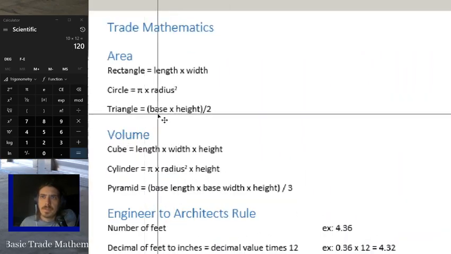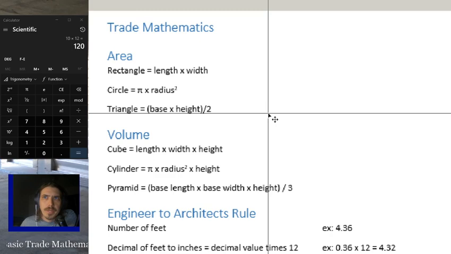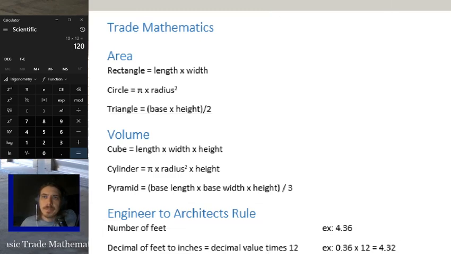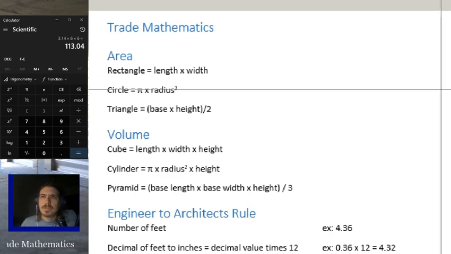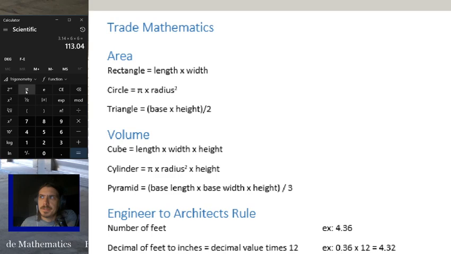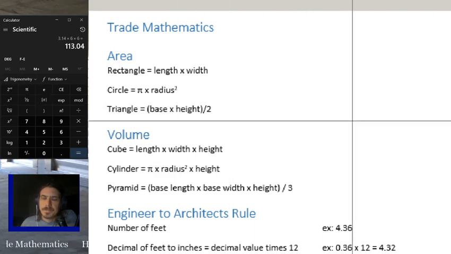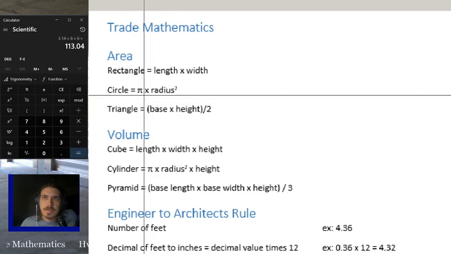So pi times radius squared. Normally what I do is I simplify that to pi times r times r. So if you have a calculator that has pi in it, you can throw pi in. But for the most part, 3.14 is fine for most of the math that we do. 3.14 times 6 times 6 gives you 113. So that's the simplest way. That's 113 square inches. So pi times r times r is the simplest way to do the area of a circle, but it's pi r squared.